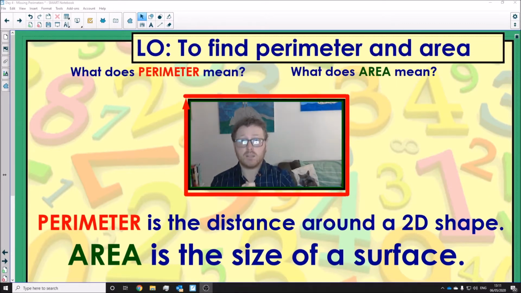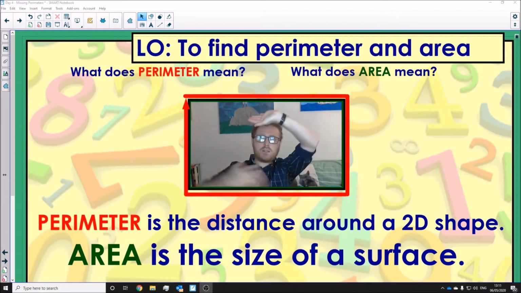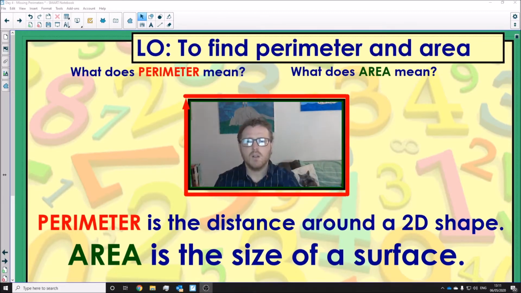Now, this week we are going to be looking a little bit at perimeter and area. So, quick recap. Here is a box. I'm currently in a rectangle. Let me out. I'm in a rectangle. Please let me out. I can't get out.